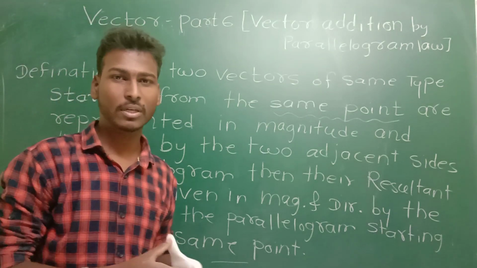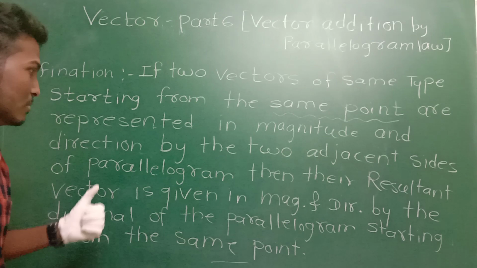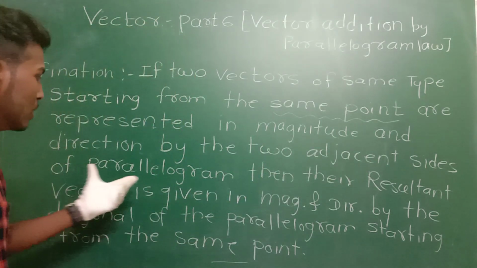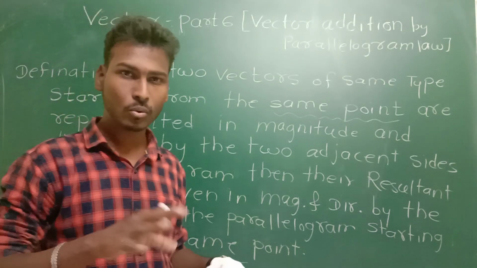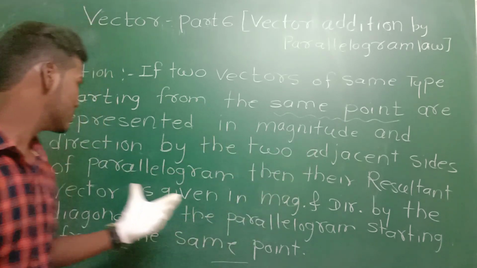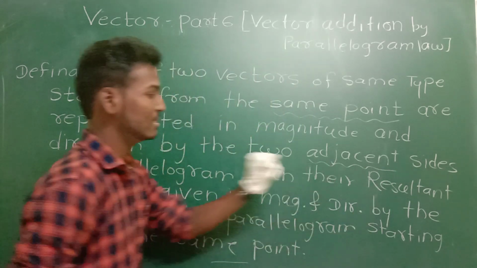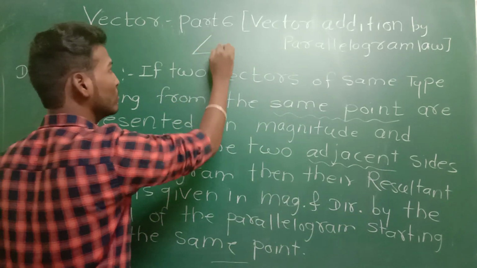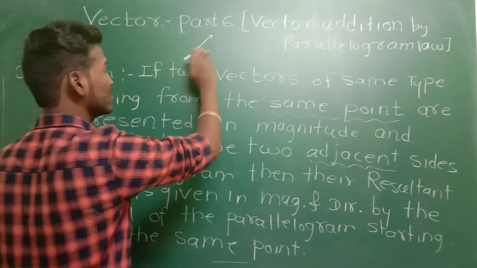So it is a vector quantity. Basically it has to be represented in magnitude and direction, by the two adjacent sides of a parallelogram. In the previous lecture we said by the two sides of a triangle, and here we are saying by the two adjacent sides of a parallelogram. This word is very important, adjacent side. That means one vector should be like this and the second vector should be like this, and both should start from the same point like this.